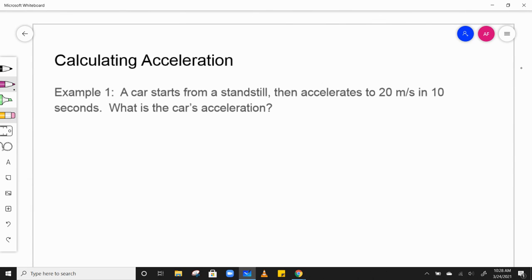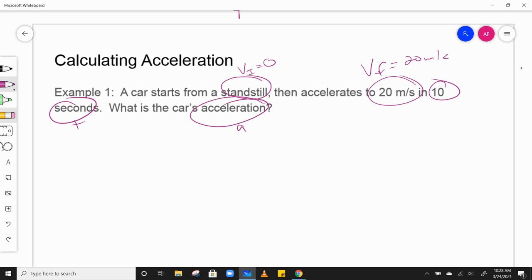Okay, so a car starts from a standstill. So that's our initial velocity here. It's 0. Then it accelerates to 20 meters per second. That's our final velocity. In 10 seconds. That is our time. What is the car's acceleration? So we're finding acceleration. We don't know that. We know our initial velocity is 0, our final velocity is 20 meters per second, and our time is 10 seconds.